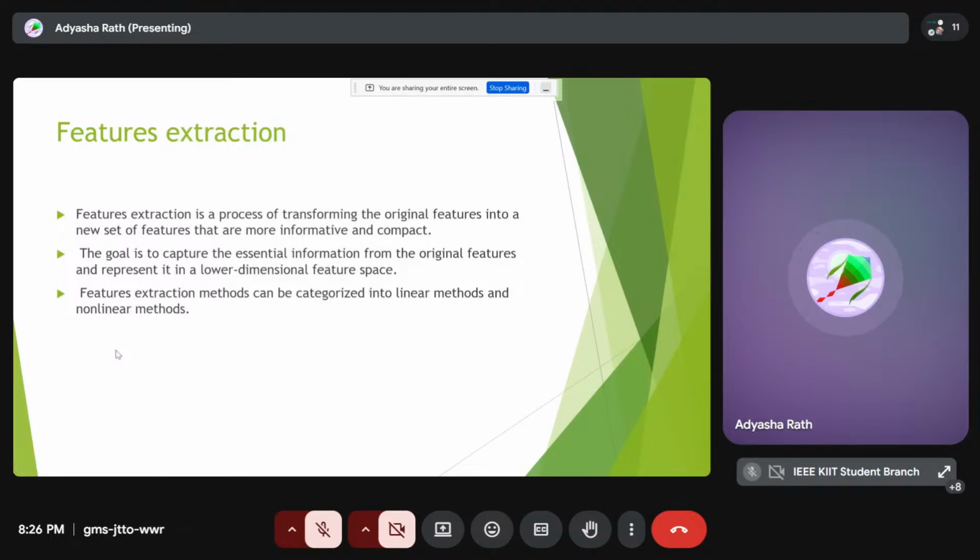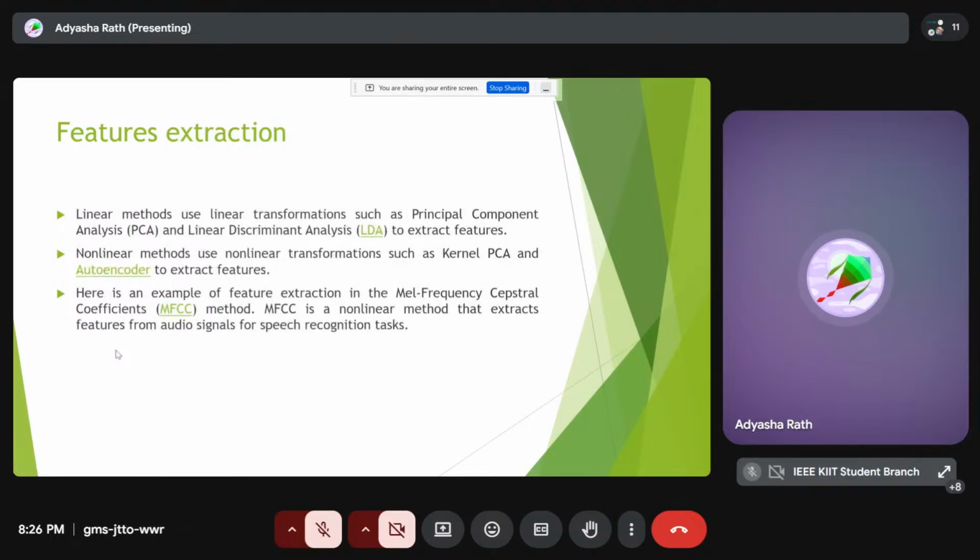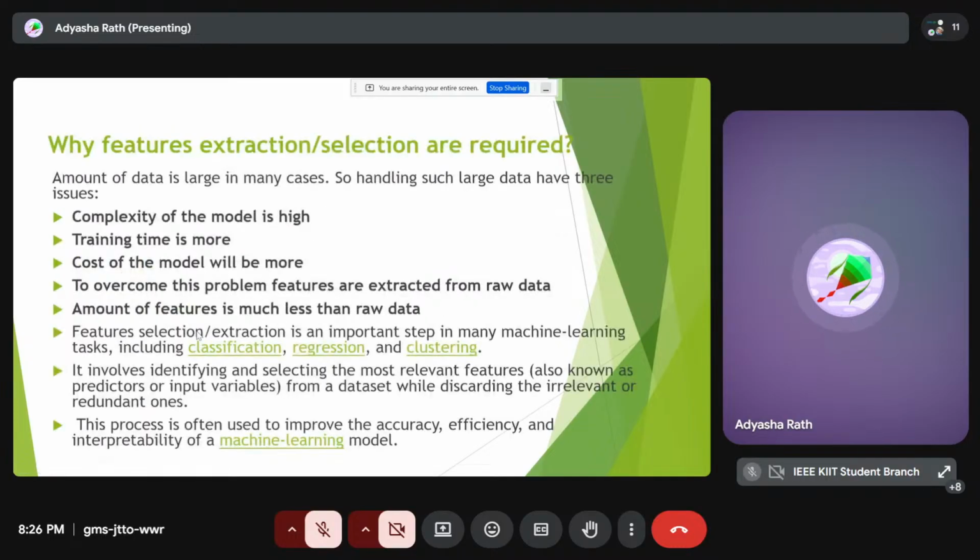Feature extraction we have discussed, like different types of feature extraction: statistical methods, technical methods, and transform domain methods. Here we can use PCA and LDA feature extraction, autoencoder, and MFCC, Mel frequency cepstral coefficients. And why are these important? Because the complexity of the models is very high.